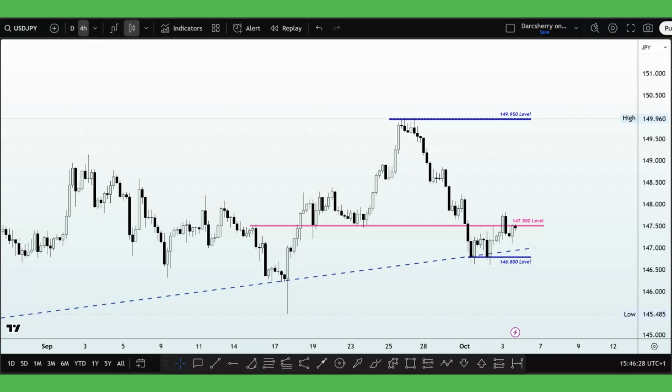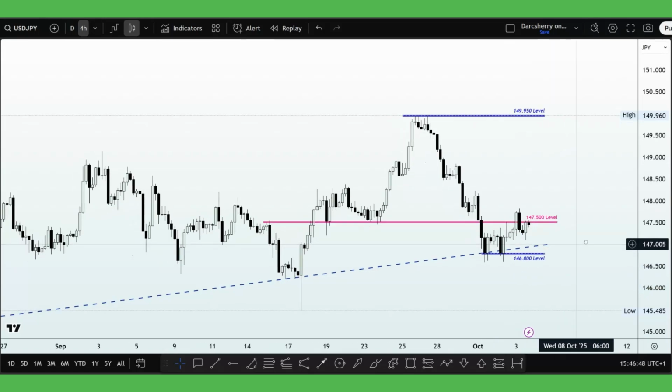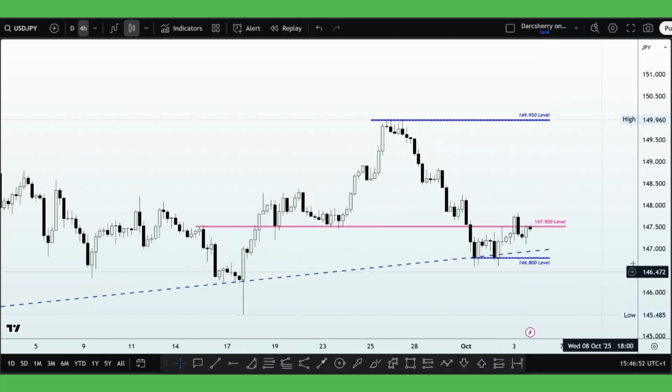For me, the line in the sand is the trend line here. A hold above it and buyers are still in control. A break below the trend line or below the 146.800, that will give me the first real sign that sellers are ready to flip the story. So this is what I'm going to be using to navigate this market going into next week.